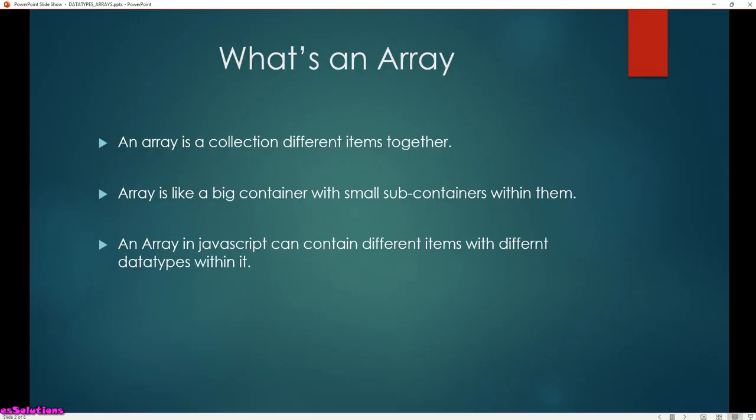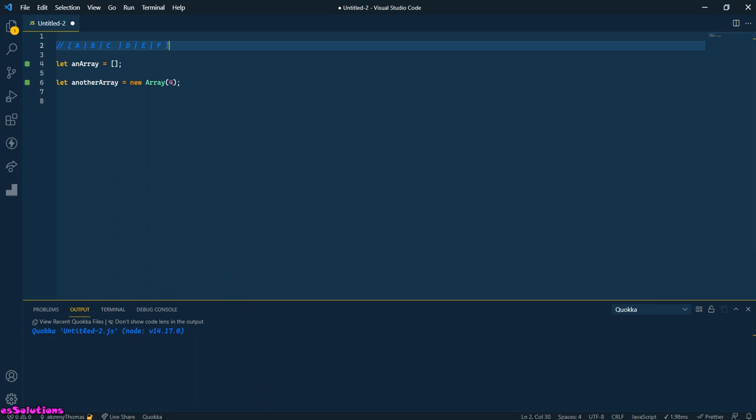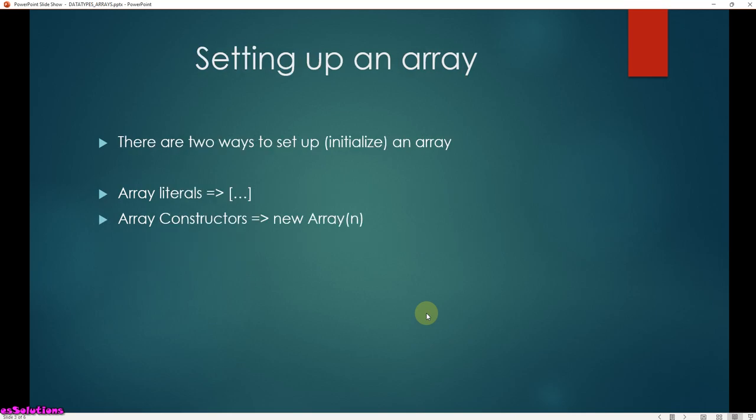So an array in JavaScript can contain different items with different data types within it. Now, what does that mean? I will explain that, but before that, let me go on to show us how we can set up an array, and then we'll go back to that. So there are two ways to set up an array. One is using the array literals, and the other is using the array constructor. Now I will show that with examples here.